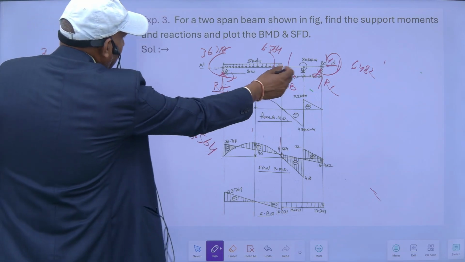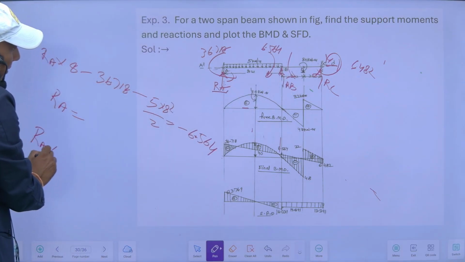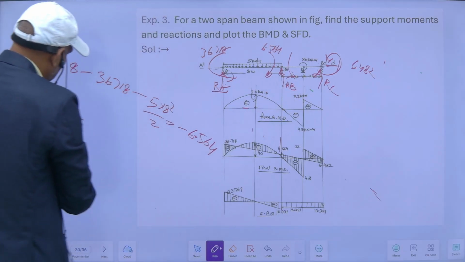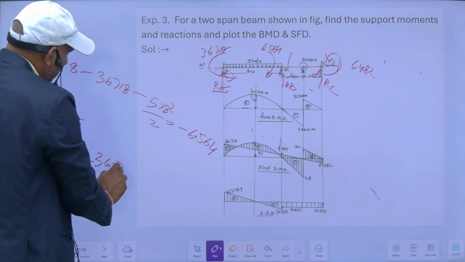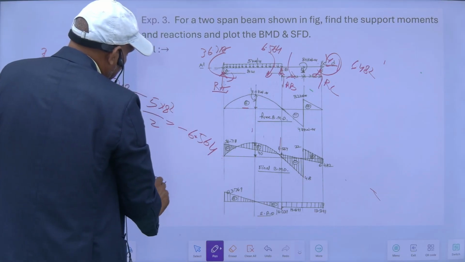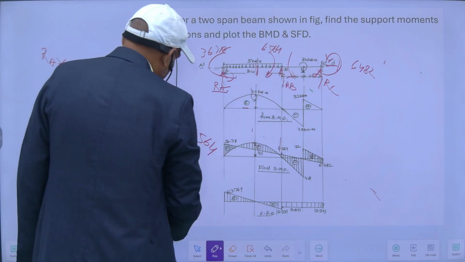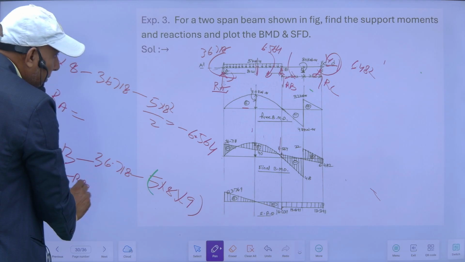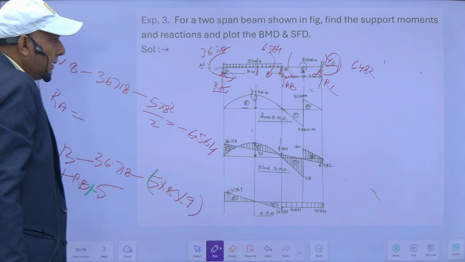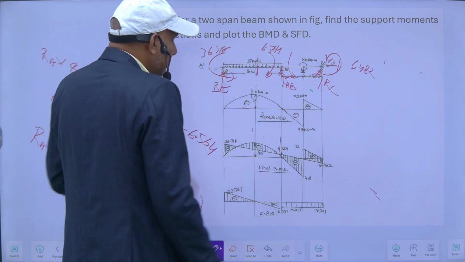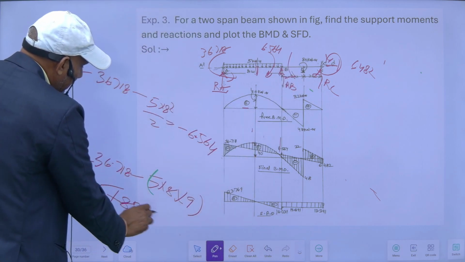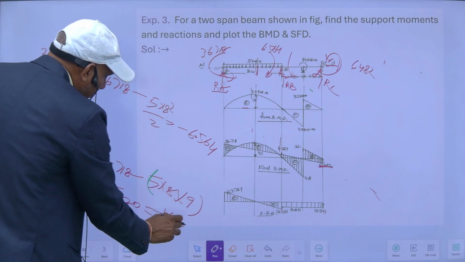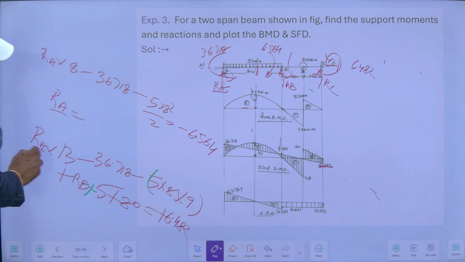For finding RB I will take moment about C. So it will be RA into this length 8 plus 5, 13, minus this 36.78, minus this 5 into 8, and it will act at half of this, which is 4, plus 5, 9, plus RB into this length 5, and this moment is sagging in nature, so it will be plus 80 is equal to moment at C, and this is plus 6.482. So by putting the value of RA in this equation I will find RB.